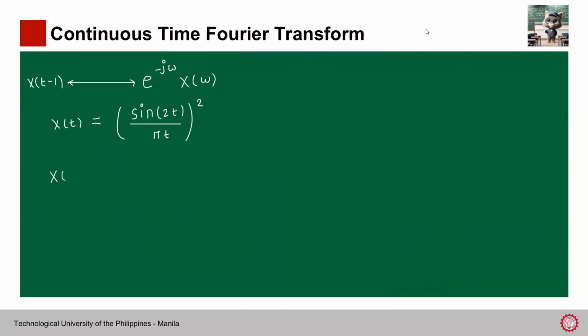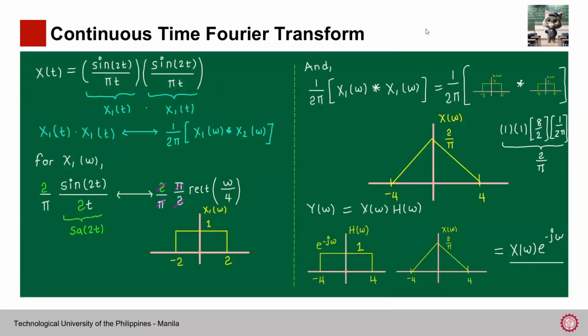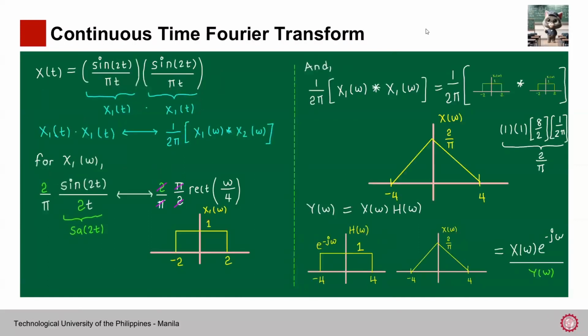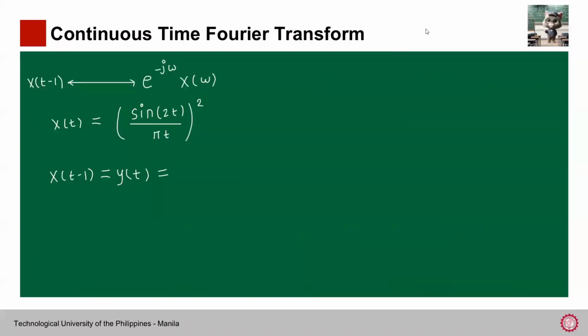So, yung X of t minus 1, which is equal sa y of t, is equal sa, kasi guys, ito yung Y of omega, right? This is the Y of omega, which is the product of X of omega and H of omega. And, sorry, hindi siya over. Baka akalain nyo over. Wait, guys. Yeah, yan na lang. Y of t. So, time shift lang natin, guys. In other words, a time shift lang pala.